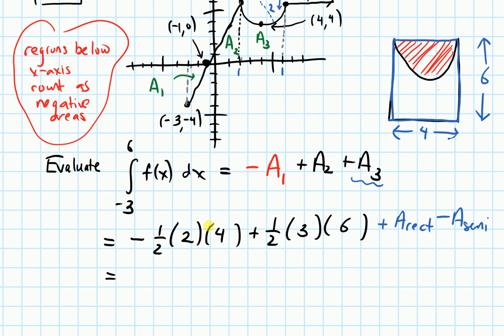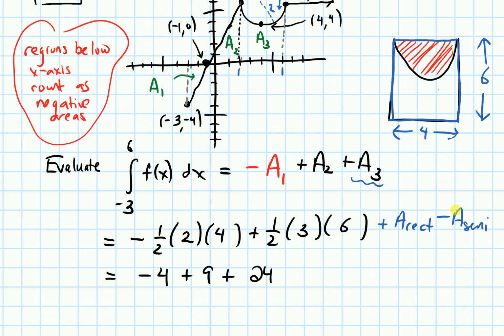Okay, so for this first term, the 2's cancel, and I'll get -4. For the next term, 3 times 6 is 18, divided by 2 is 9. Okay, and then plus the area of the rectangle, 4 times 6, that's 24.